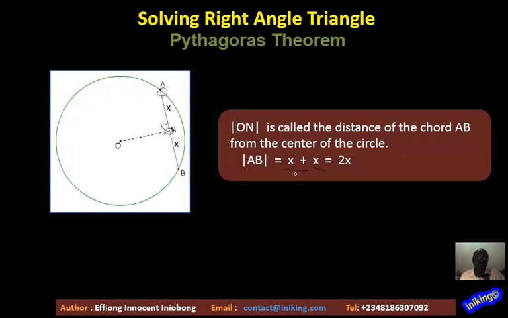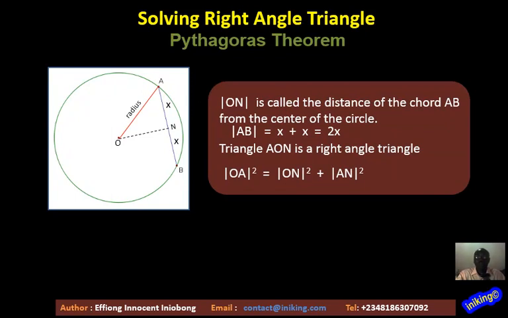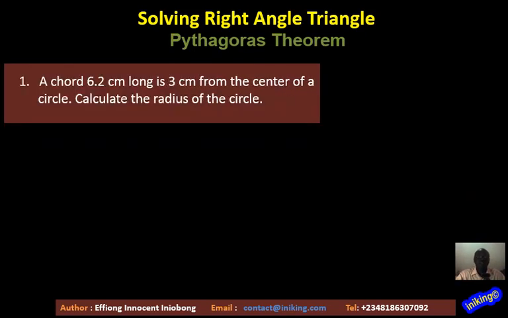Now with this information, armed with this, we can now proceed to solve the problems at hand. That's the conclusion there. We have triangle OAN, a right angle triangle. That's our right angle. Remember that this line is perpendicular. So we have the square of the hypotenuse. The hypotenuse is OA. Square of the hypotenuse equals the sum of the squares of the other two sides, ON and AN. So let's now address the two questions we have at hand. The first one states that the chord 6.2 centimeters long is 3 centimeters from the center of a circle.